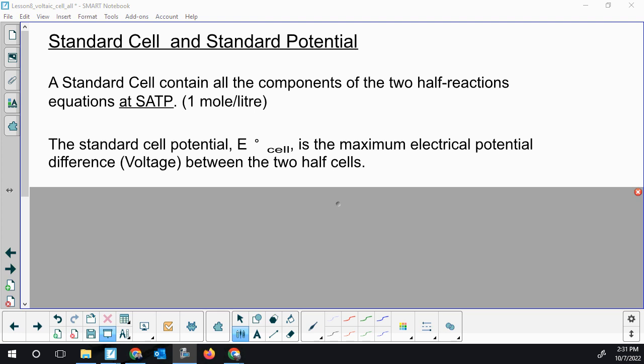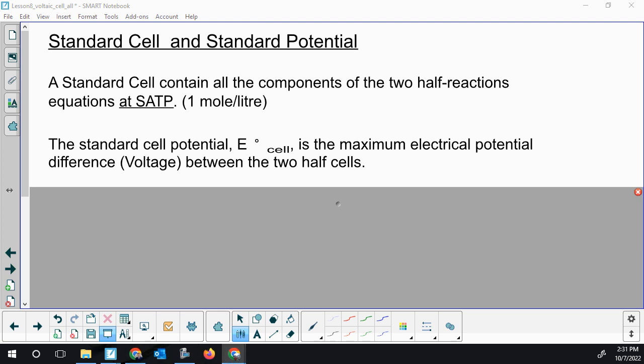Measure cell potential of a cell. We've got a bit of theory on this first slide, and then we'll roll into the math equation on the next slide. So standard cells lead to measuring standard cell potential.